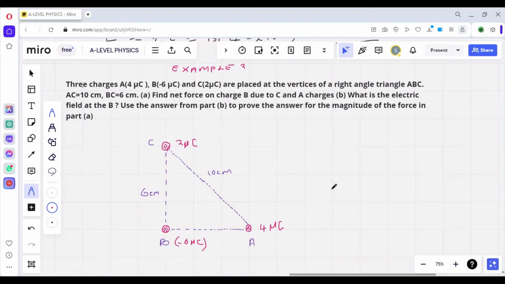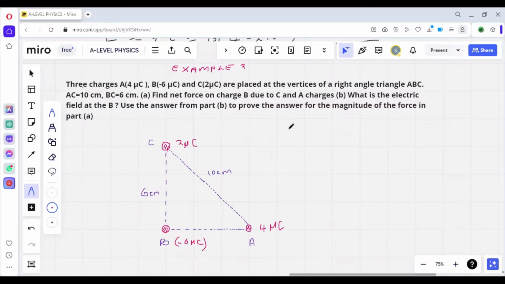Let us now look at our second example on electric forces and electric fields. In this example, we have three charges placed at the vertices of a right-angled triangle, as shown there. Now we have to determine the force experienced by the negative 6 microcoulomb charge placed at point B.